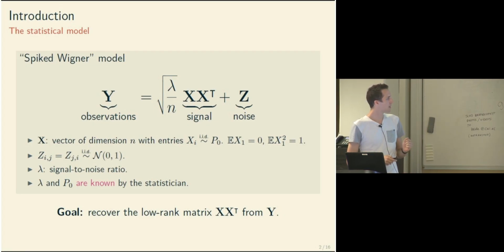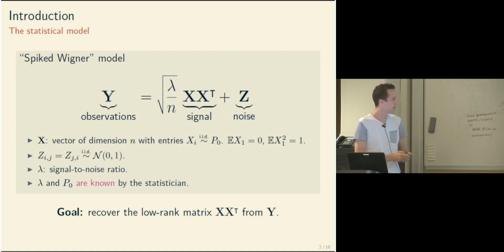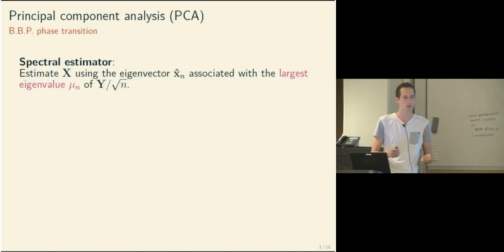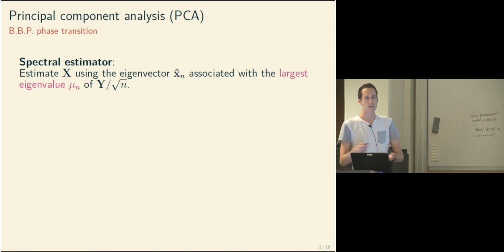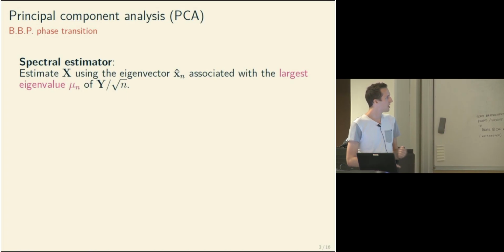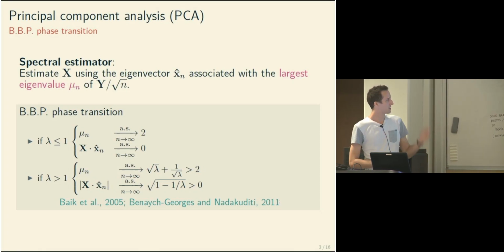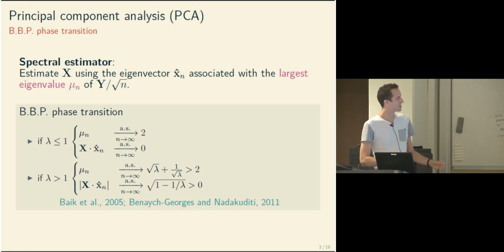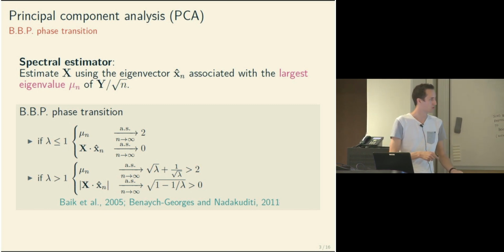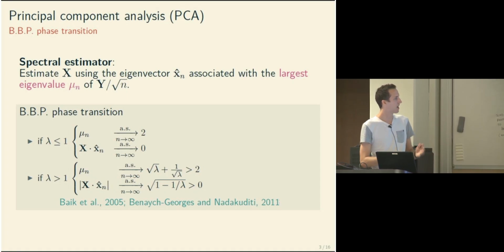And so we will be in the setting where the statistician knows the prior distribution of the entries of the signal, P0, but also knows the signal intensity. Okay? And so he observes the matrix Y and wants to recover the signal X. Okay. And so for this problem, maybe one of the first estimators that you can think about is the spectral estimator. Let's take x hat to be the eigenvector associated with the largest eigenvalue of the matrix that we observe. And this estimator has already been well studied. And there is an interesting phenomenon happening, that is a phase transition for this estimator. So when lambda is below 1, then this estimator achieves only a trivial correlation with the true signal.